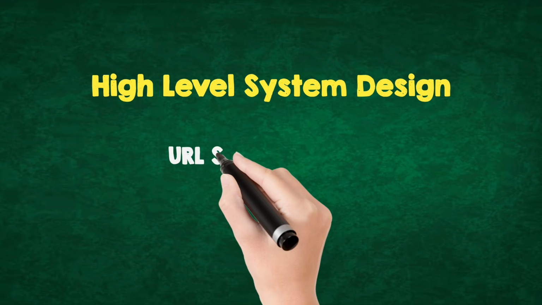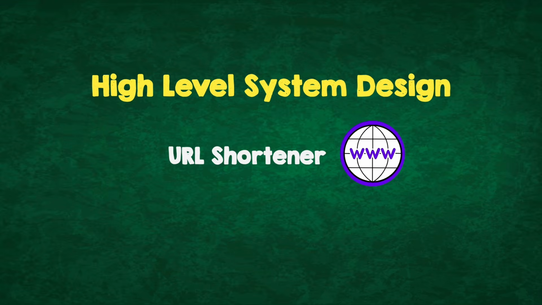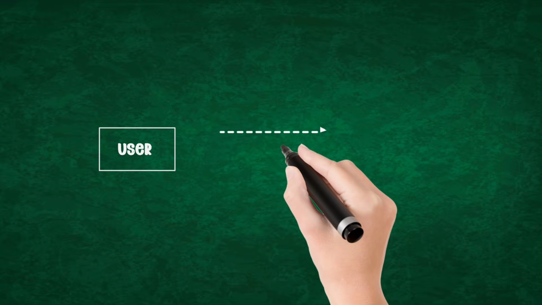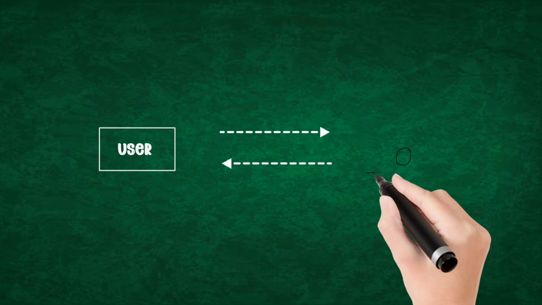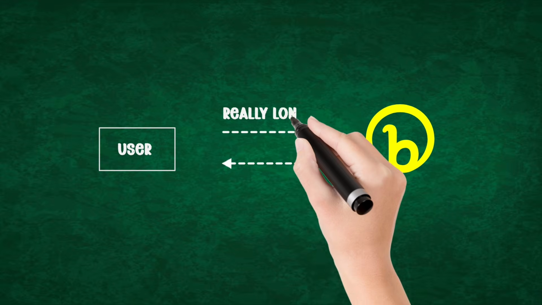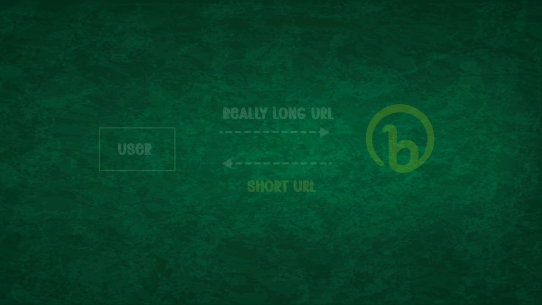In this video, we'll see the high-level system design of a URL shortener. Imagine a user who sends a really long URL to apps like bit.ly or tinyurl to shorten the URL and gets a short URL in return. So we'll be designing something like bit.ly.